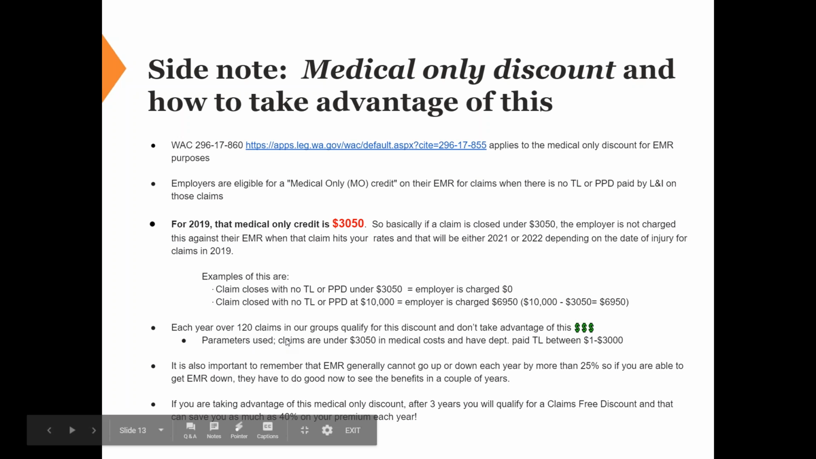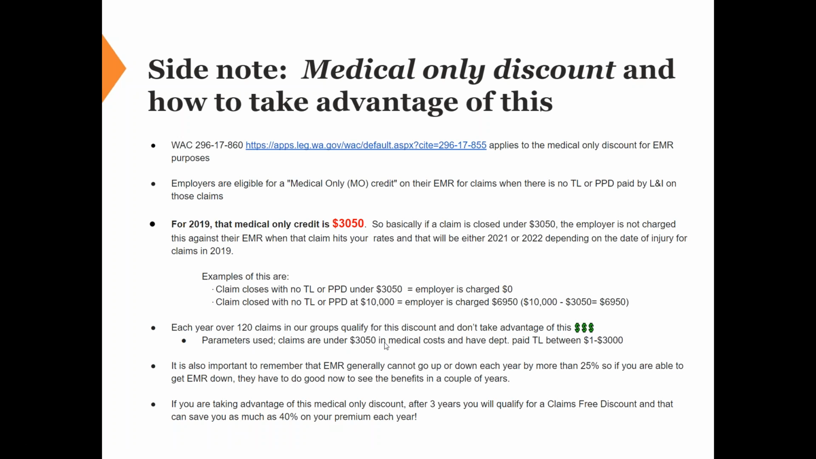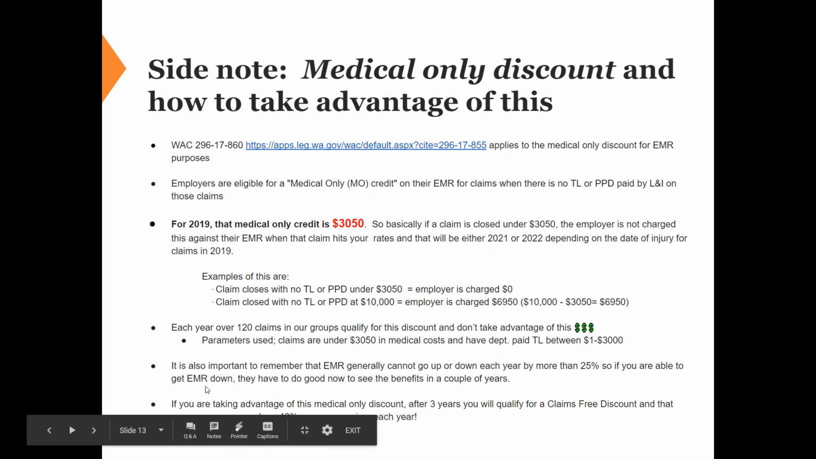The parameters I used for this are claims that have come in under $3,050 in medical costs and have department paid time loss benefits between $1,000 and $3,000. So generally, that's kind of the range that I encourage employers to do kept on salary.